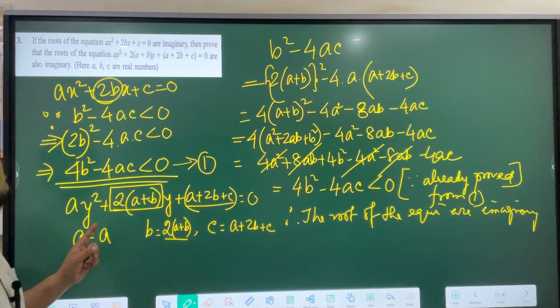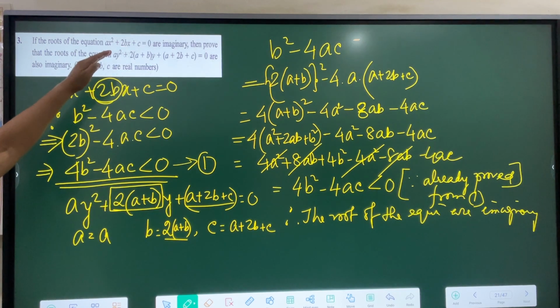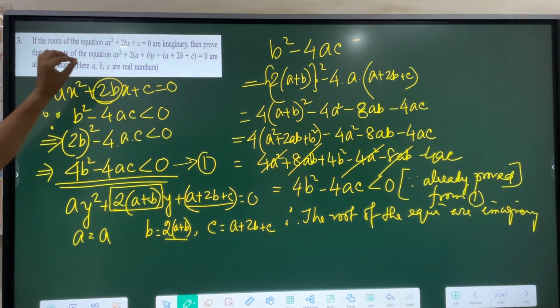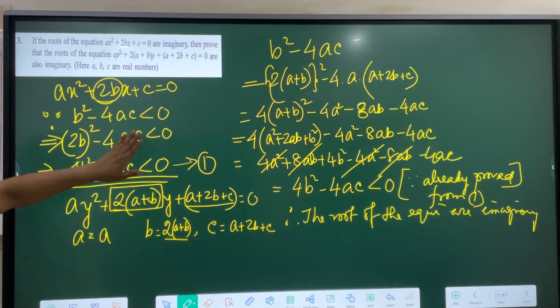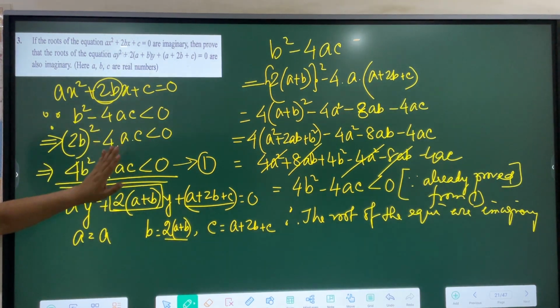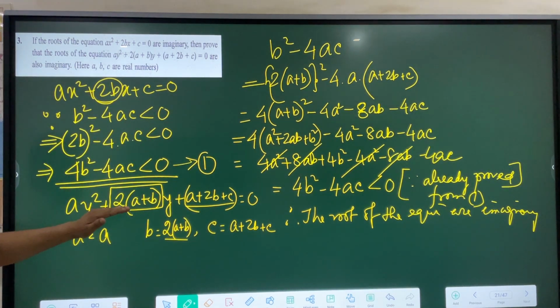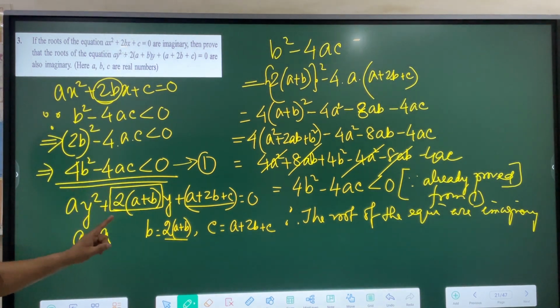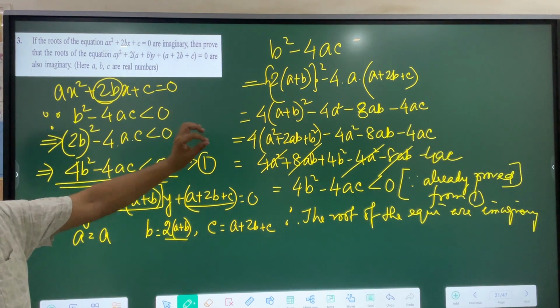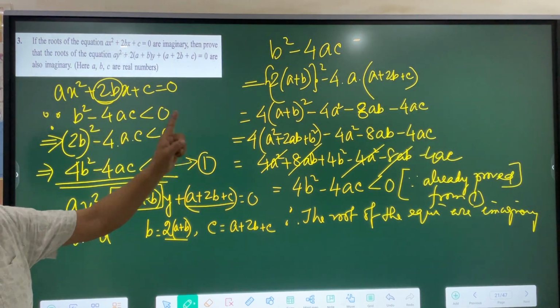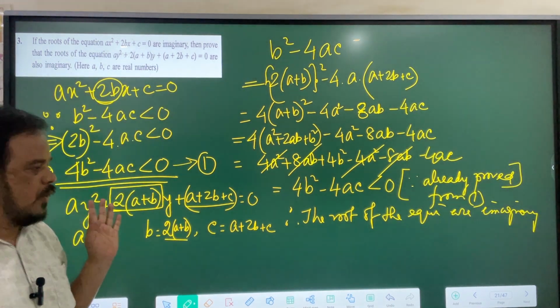I hope you understand this one. One equation is given, and given that the roots of that equation are imaginary, so b square minus 4ac is less than 0. We have done it directly. And we have to prove that the roots of these equations are imaginary also. So we have done the calculation of b square minus 4ac, and we have seen that it is also less than 0.